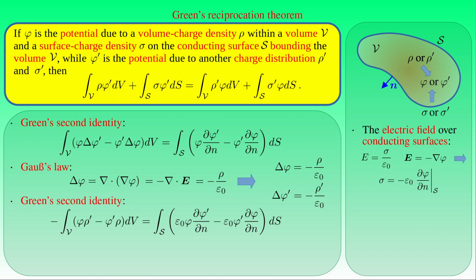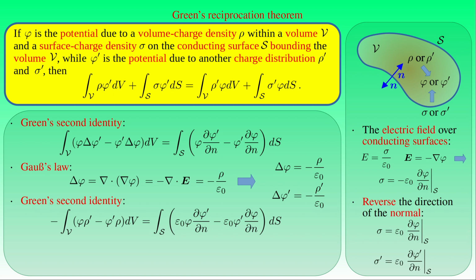Here the normal n is directed outward from the volume of the conductor, while the normal n in Green's second identity points inward. If we reverse the direction of the normal, then sigma is equal to the directional derivative of phi in the direction of the surface normal n pointing inward the volume of the conductor, and we can write the same equation for sigma prime and phi prime.